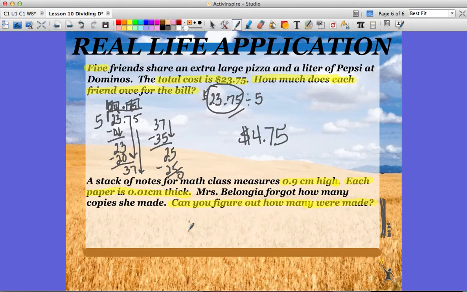Okay, so what I want you to do is I want you to set up the problem, try it, and post your answer to Edmodo. If you have any questions, make sure to write them in your workbook or post them on Edmodo so we can go over them in class tomorrow.